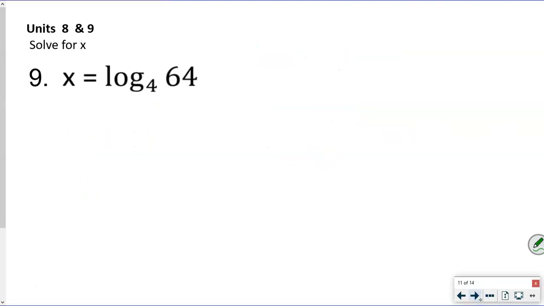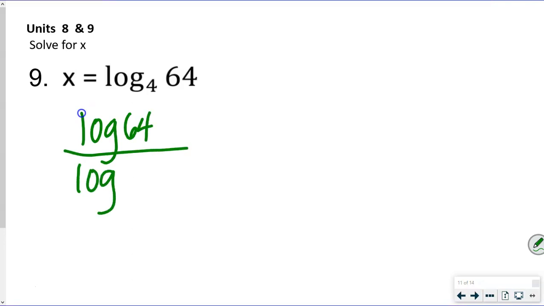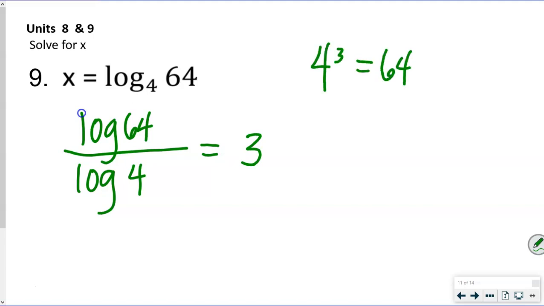All right, number 9. This time I'm just going to use the change of base formula for this one. So I'm going to say the log of 64 divided by, remember the base stays in the base, y'all, divided by the log of 4. And when I get that, I get 3. Okay? And we know that 4 to the third equals 64. That's another way to check it. We change it to exponential form, and that would be 64 equals 64.